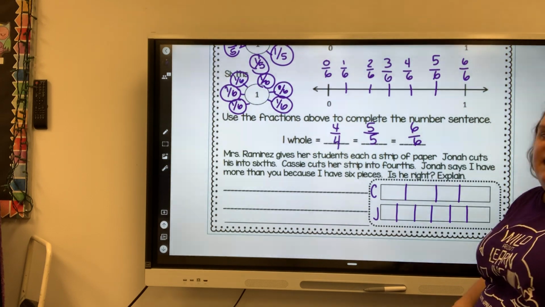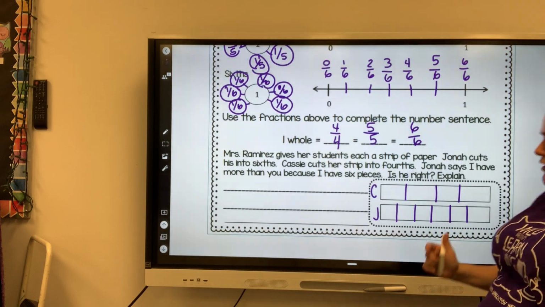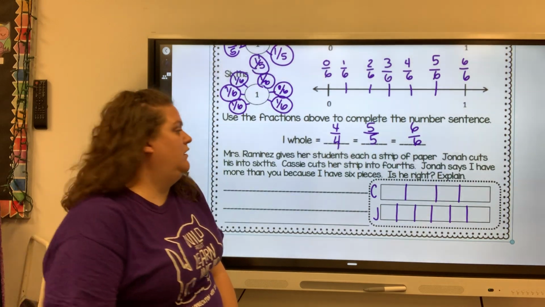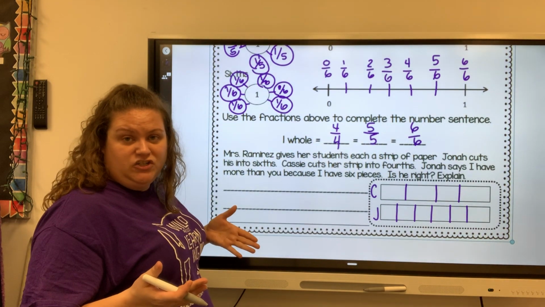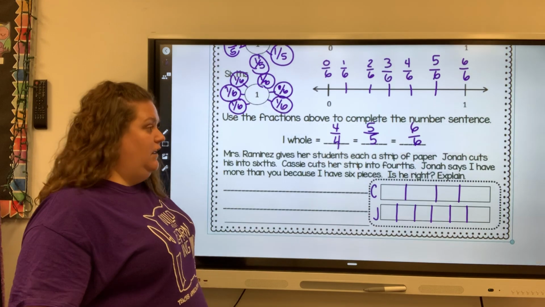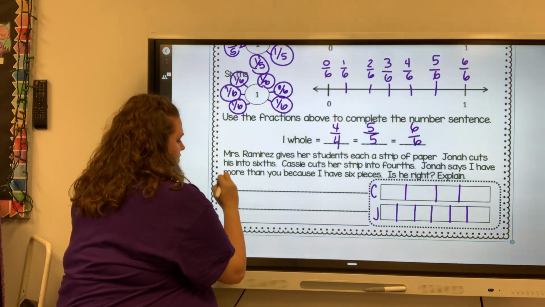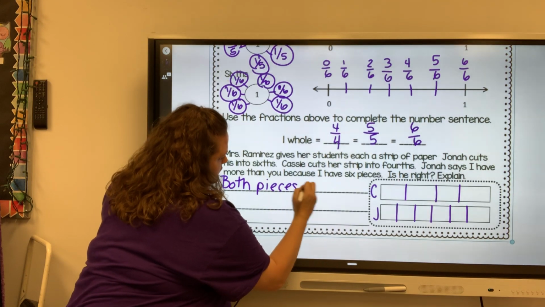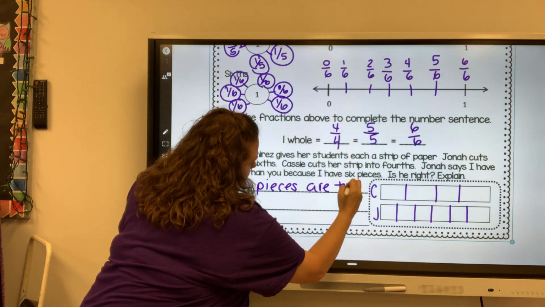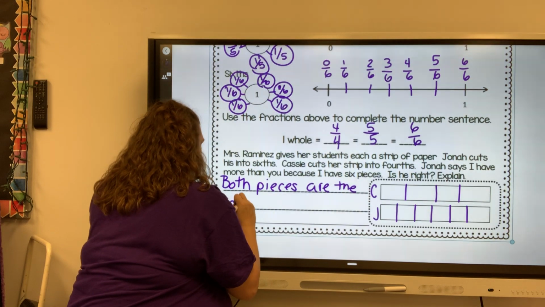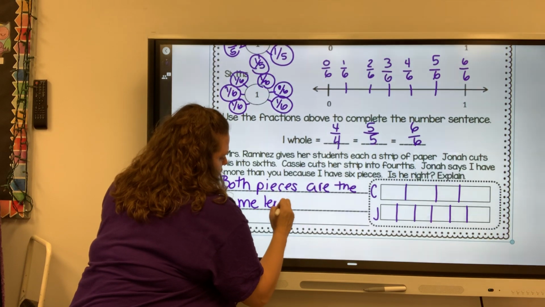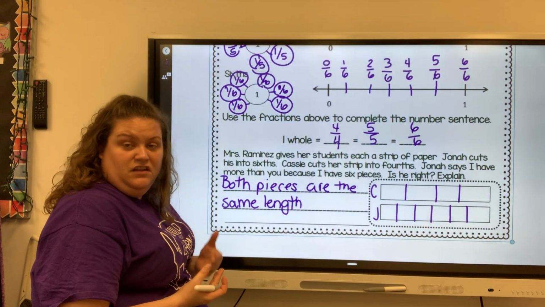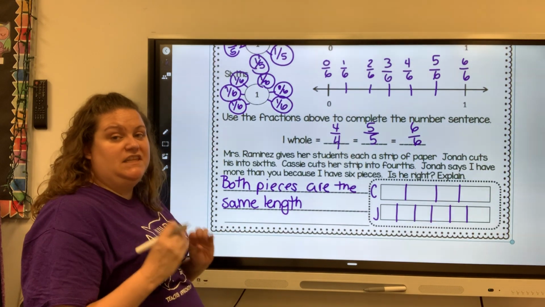Does Jonah have more? He says he has more. But what do you notice about the lengths of their pieces of paper? Are their lengths of pieces of paper different or the same? It doesn't really matter how you divide your fractions up if you have the same amount to start with. Both pieces are the same length. Therefore, when you're cutting them into pieces, you can have more pieces, but when you put them all together, they will be the same amount.